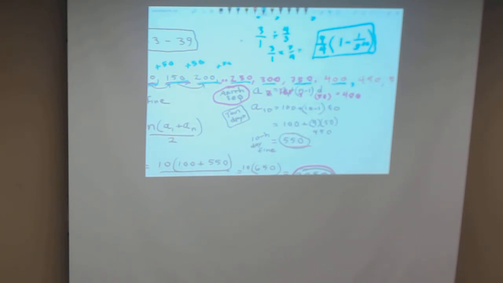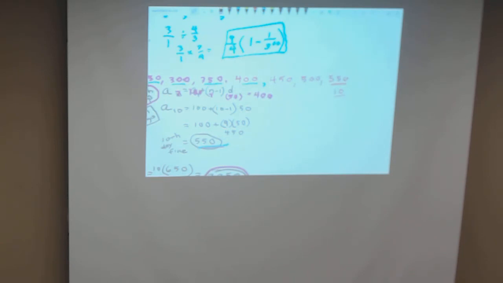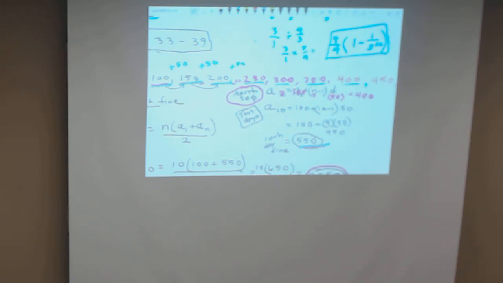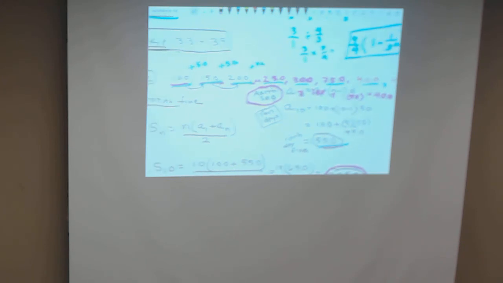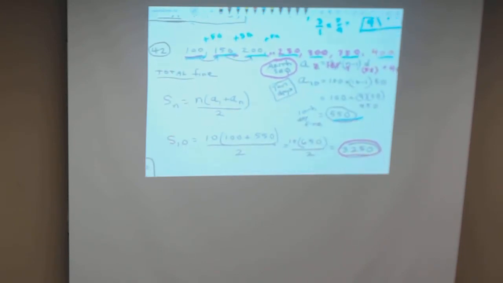Go back to blue. $550. What would be their total fine? Well, I would just add, get my calculator. I mean, isn't that what you would do if you're working a story problem? Just go 550 plus 500 plus 450 plus 400 plus 350 plus 300 plus 250 plus 200 plus 150 plus 100. $3,250.